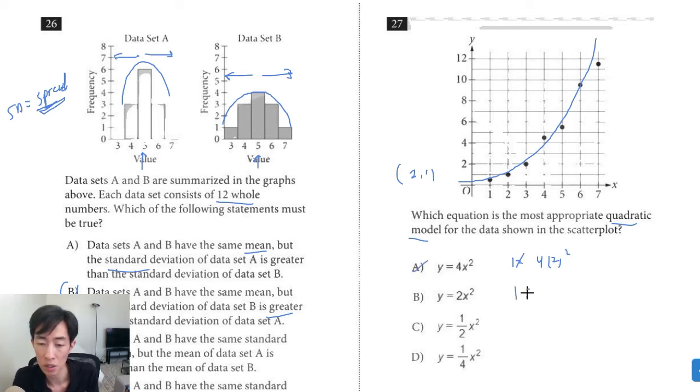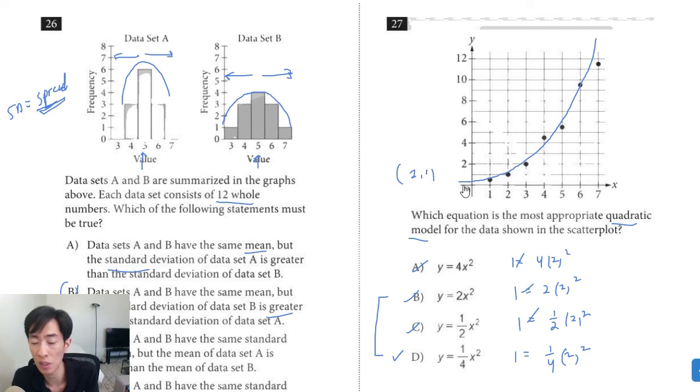Second answer, 1 equals 2 times 2 squared. And so that obviously is not true. Choice C, 1 equals 1/2 of 2 squared. Not exactly, 1/2 of 4 is 2. And so choice D better work. 1 equals 1/4 of 2 squared, and obviously 1/4 of 4 is 1, so D is going to be the answer. If by any chance you had gotten 2 equations that worked, that probably would have been a coincidence. You would have had to pick another test point. So the next test point I would have picked was like 3, 2, and then you plug that in the same way and see if it worked.